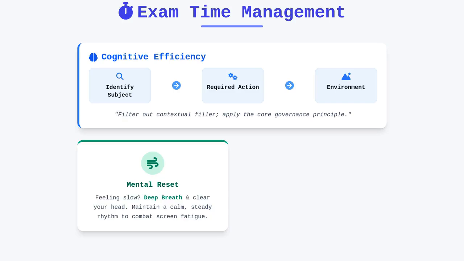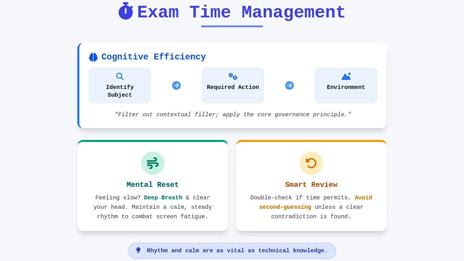If you find your progress slowing down, take a deep breath and clear your head before tackling the next section. Sitting in front of a screen for 2 hours while processing complex technical information is exhausting. So maintaining a steady, calm rhythm is as important as the depth of your knowledge. Always double-check your answers if you have remaining time, but avoid second-guessing yourself unless you find a clear contradiction in your previous reasoning.